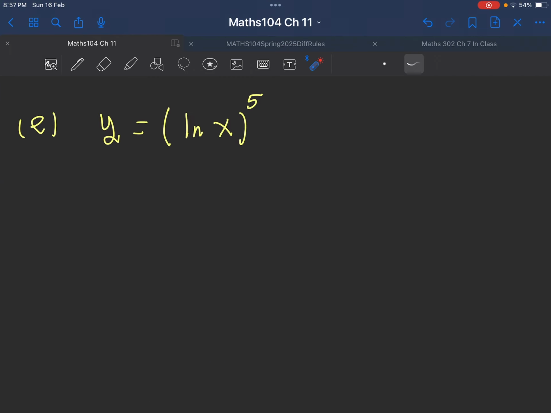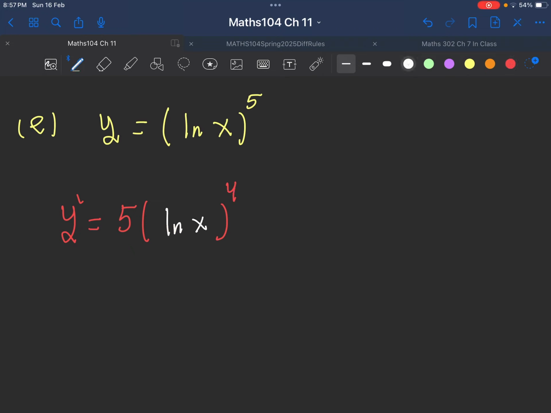Next, we have to use the chain rule. Remember, we have an inner function to the power of 5. So in order to find the derivative, you need to find the derivative of the power of 5, which is 5 something to the power 4, and you keep ln x inside. After you finish, you find the derivative of ln x, which is 1 over x. So the final answer will be 5 (ln x) to the power 4 divided by x.